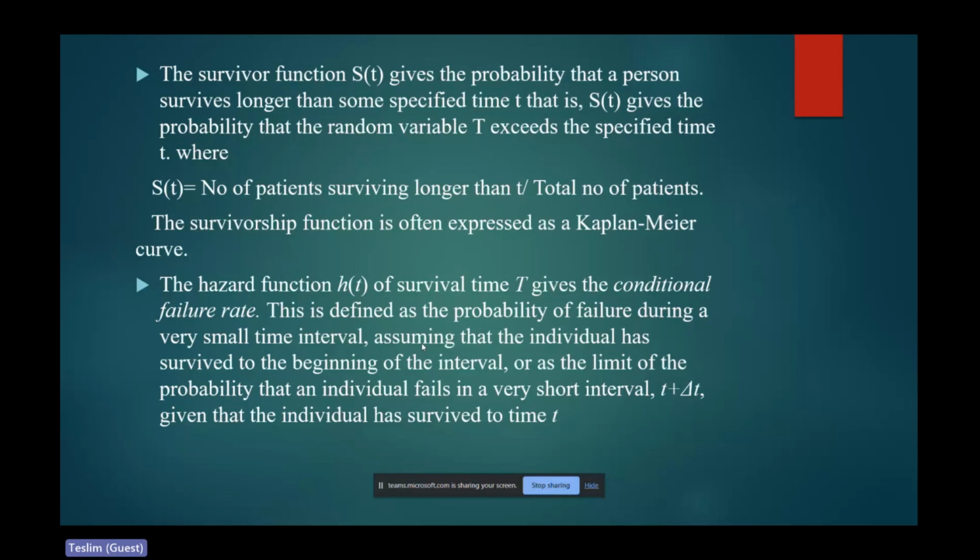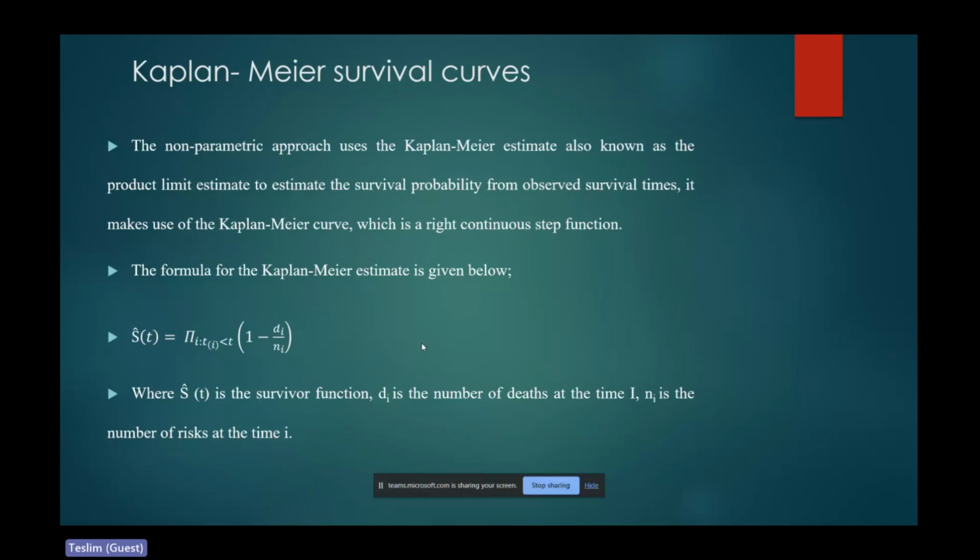This one is just talking about the failure interval, given that the individual has survived to a particular time t. We move to the next on the content, which is the Kaplan-Meier curves. The Kaplan-Meier curve is a non-parametric approach. It uses the Kaplan-Meier estimates, also known as the product limit estimate, to estimate the survival probability from observed survival times. It makes use of the Kaplan-Meier curve, which is a right continuous step function.